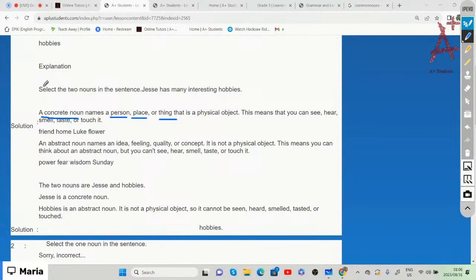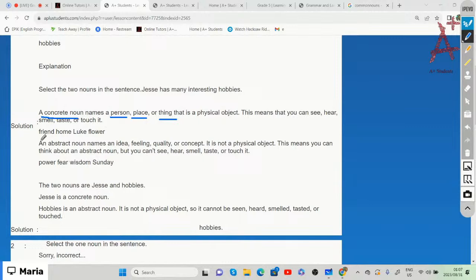So, for example, if we make an example of a concrete noun, it says, for example, my friend, home, Luke, flower, right? So, friend is a general noun. That's my friend. It's like something that you say, that's my friend. John is my friend. Home, you can show to your home, right? Luke is the name of a person, right? Luke is the person or name of a person that is a concrete noun. And flower, flower you can touch and smell and see, for example, right?